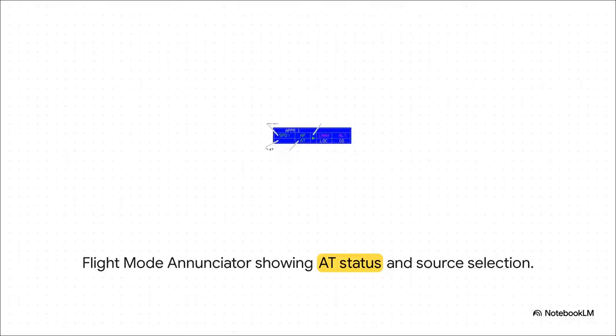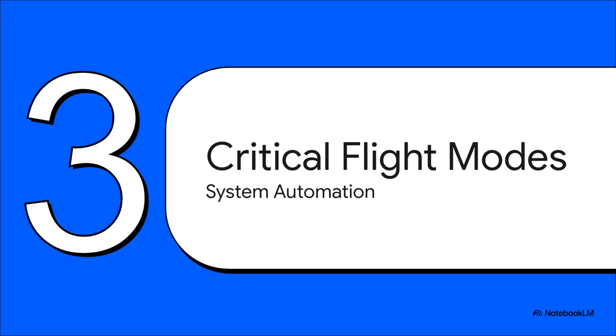And of course, you know the golden rule. Always, always cross-check your flight mode enunciator. You'll see your engaged AT modes pop up on the left side, but keep a close eye on that green source selection arrow in the middle. It's a really critical scan item because it reminds you exactly which primary flight display is actively feeding data to the auto throttle.